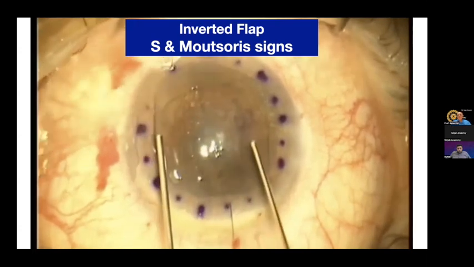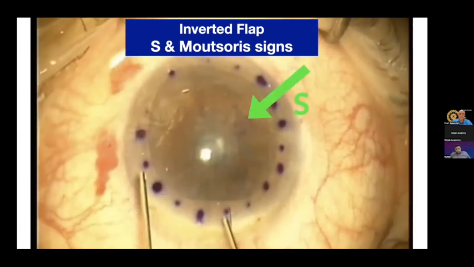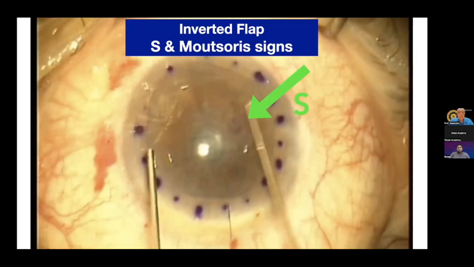So sometimes you may use the two signs. For myself, I usually do DALK with DMEK. Since I am doing DALK, I can't make the stromal window. So if I have a combined case, DALK and DMEK, I depend totally on the Montessori sign. But if I have a case of DMEK only, I can make a stromal window. I depend on the S mark.